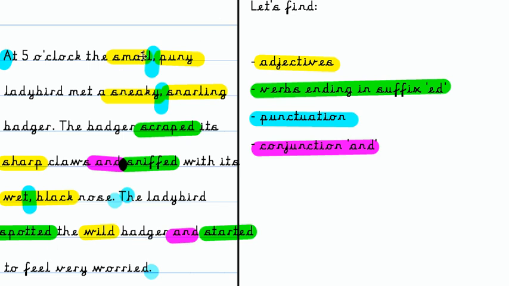Wow, I wonder if I counted all those up, how many points I'd have. That's really well done me, fantastic. I've got adjectives, I've got verbs ending in the suffix ed, I've got some punctuation, and I've got some conjunctions as well. Okay, everybody, children, you've listened really beautifully. There's lots to take in today, so well done.